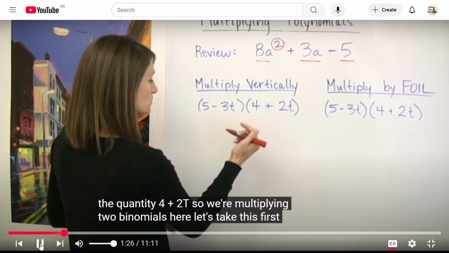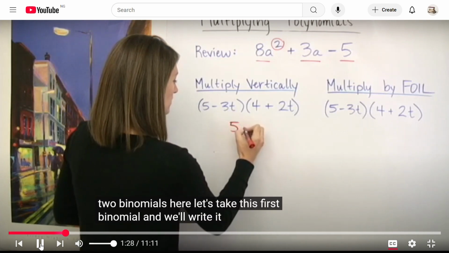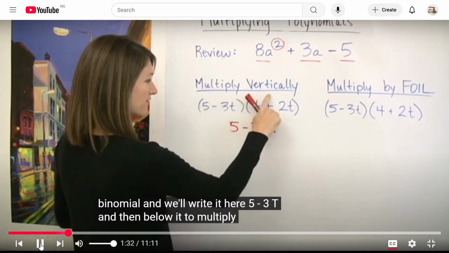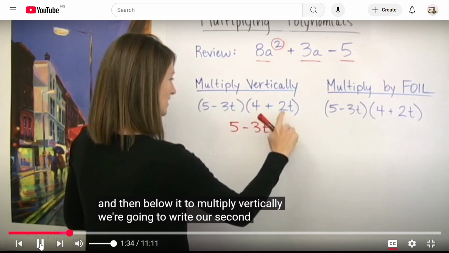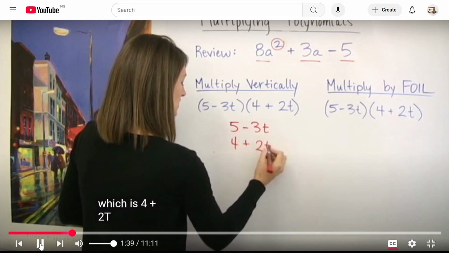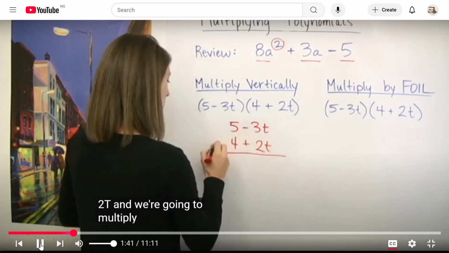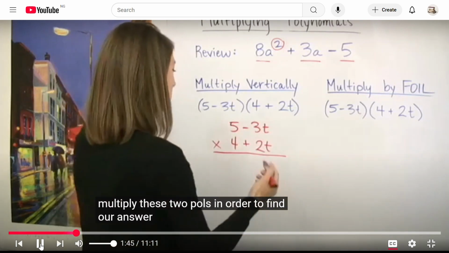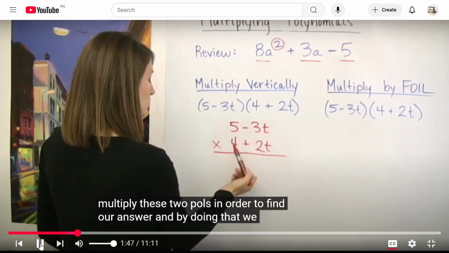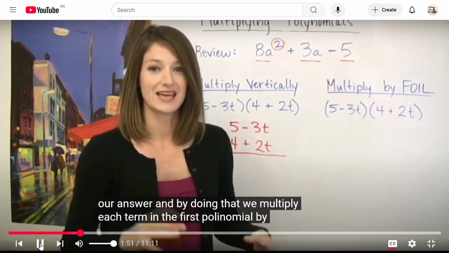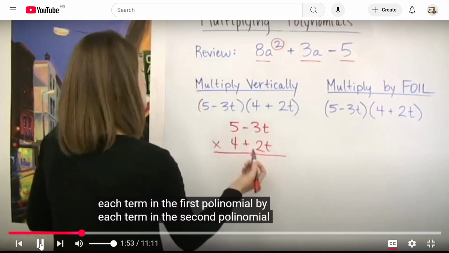Let's take this first binomial and we'll write it here, 5 minus 3t. And then below it, to multiply vertically, we're going to write our second binomial, which is 4 plus 2t. And we're going to multiply these 2 polynomials in order to find our answer. And by doing that, we multiply each term in the first polynomial by each term in the second polynomial. So we'll do it this way.